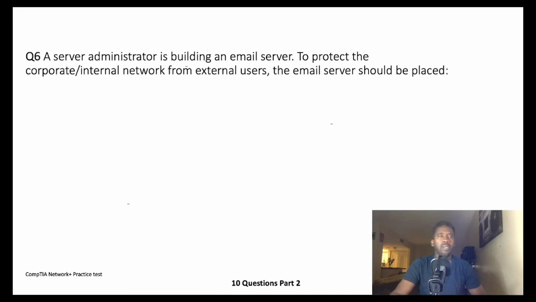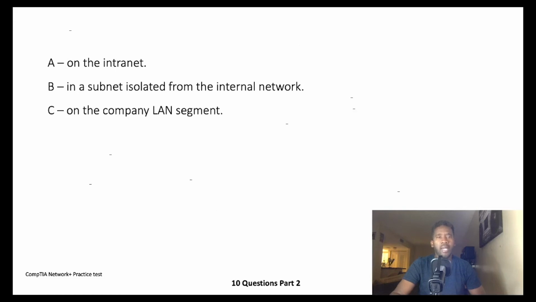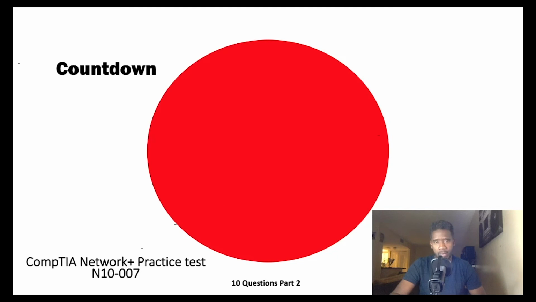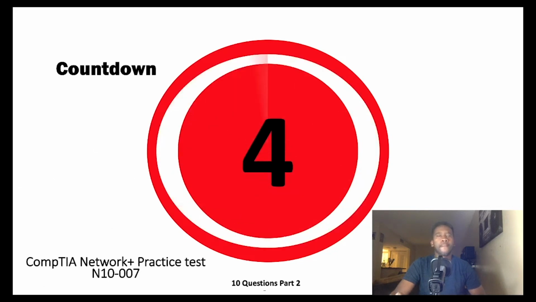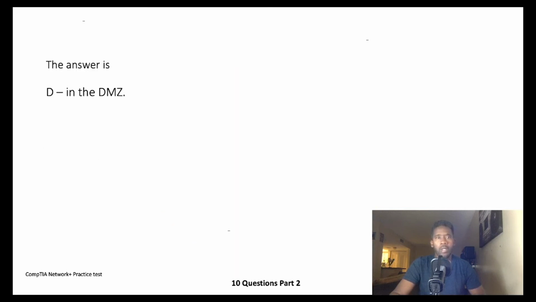Question 6. A server administrator is building an email server to protect the corporate internal network from external users. The email server should be placed A, on the internet, B, in a subnet isolated from the internal network, C, on the company LAN segment, D, in the DMZ. All right, the correct answer is D, in the DMZ.